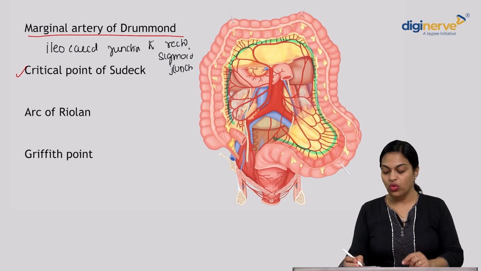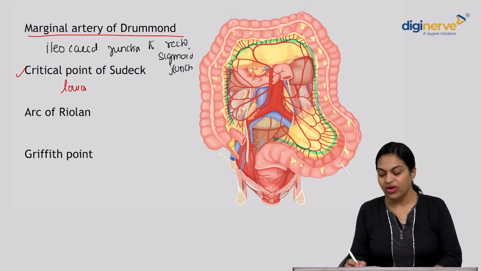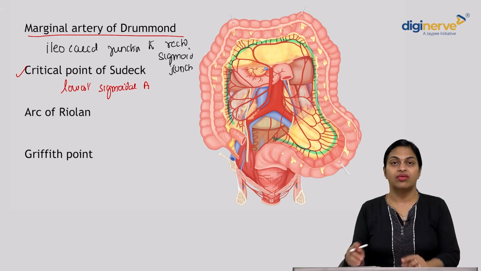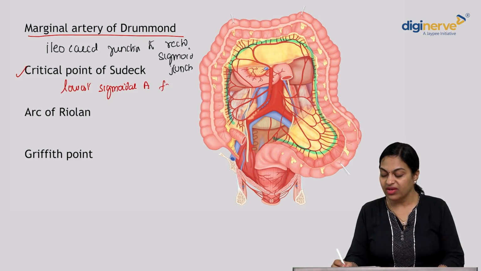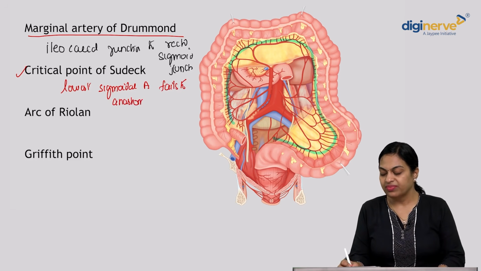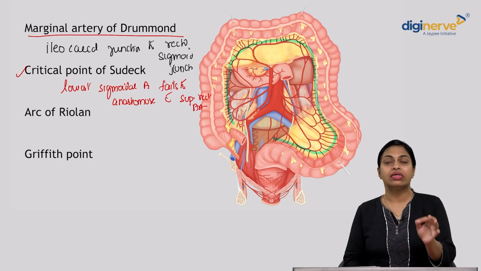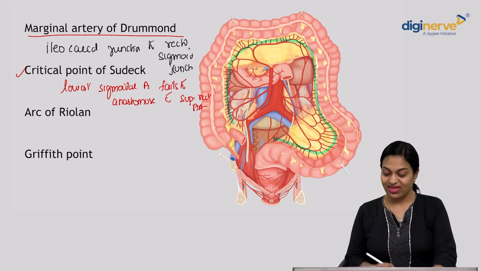Now, what is the critical point of Sudeck? Just now I told you about the lowest sigmoidal artery. It has to anastomose with the superior rectal artery to complete this anastomosis. If it fails to anastomose with the superior rectal artery, then that point is called the critical point of Sudeck.